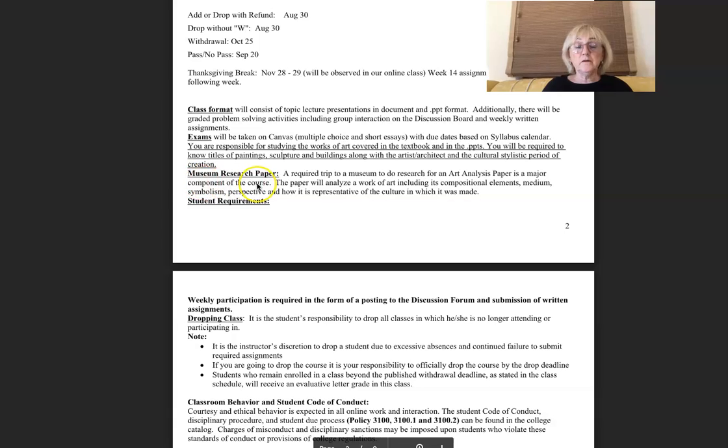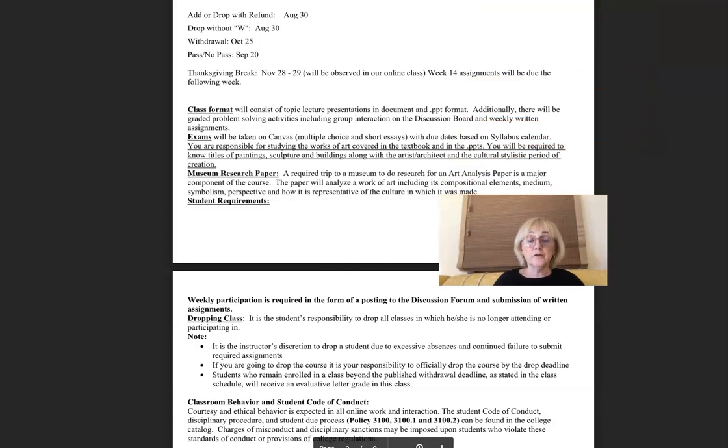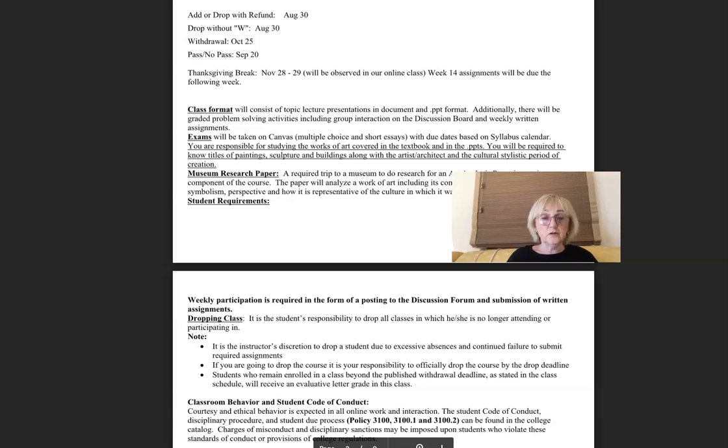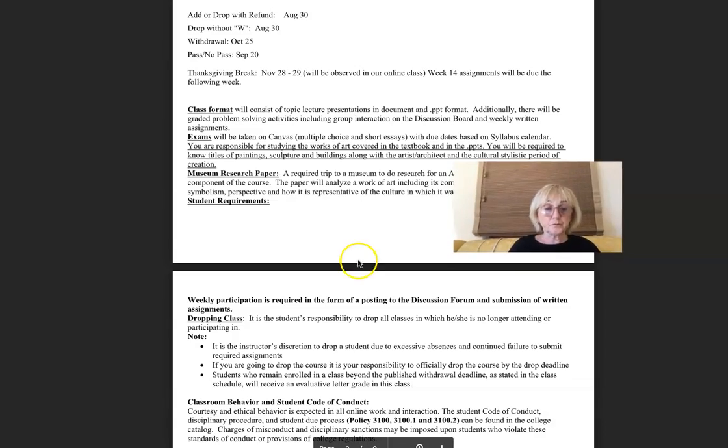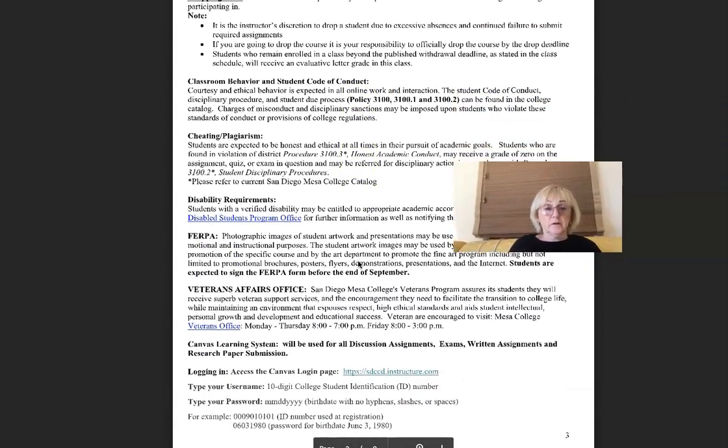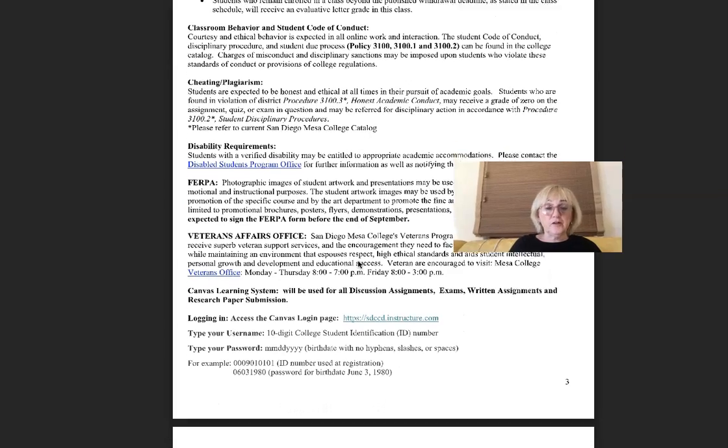I want to point out there's a museum research paper. So this requires a trip to a museum where you observe art up close and firsthand, and then you develop a research paper based on your trip to the museum. So that's something you might want to start considering to plan: when, what museum is in your area, and how you'll be able to find art from ancient art up to the Middle Ages, pieces you can look at and observe. The syllabus is here with a lot of important information as well.